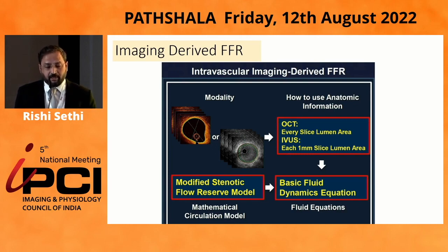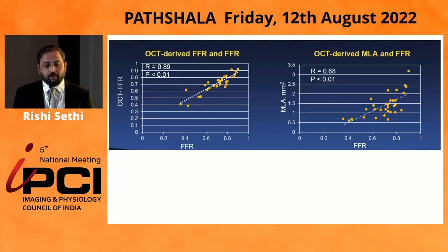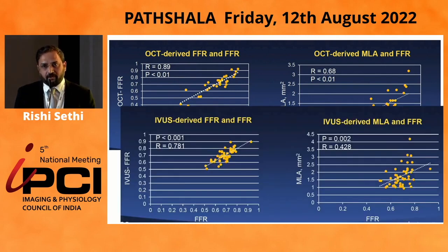So here we were trying to associate an MLA with an FFR, but we can go further, and now we have imaging-derived FFR values. For OCT, you calculate the lumen area for every slice, and for IVUS, you calculate the lumen area for every 1 millimeter slice. You apply some basic fluid dynamic equations and a mathematical calculation model, and you can come up with what is called the OCT-derived FFR, which is much more comparable to the measured FFR than the OCT-derived MLA. Similarly, IVUS-derived FFR is much more comparable with the standard measured FFR than the IVUS-derived MLA.